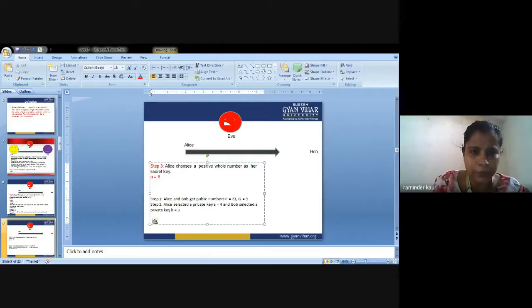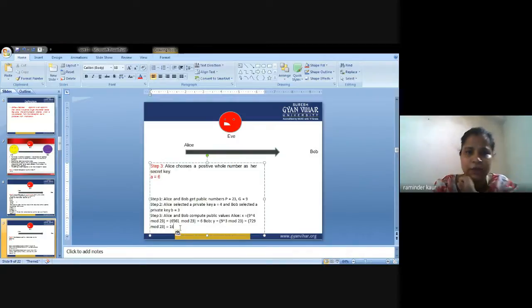Next is step 3 that I told you, to apply a particular formula. How to apply the same? Now see, Alice and Bob compute public key values. Alice computes the value of X. X is equal to 9 raised to power 4. Why 4? Because it is A. 9 is G, raised to power A, which is 4, into modulus of P, which is 23.